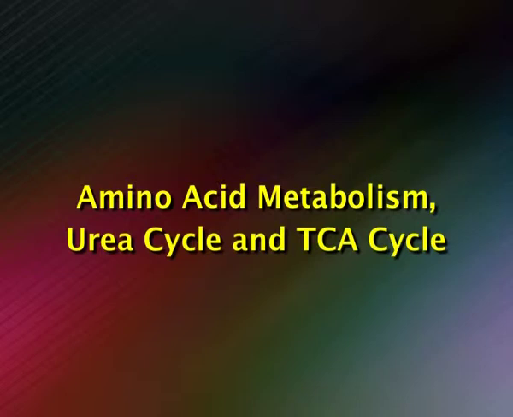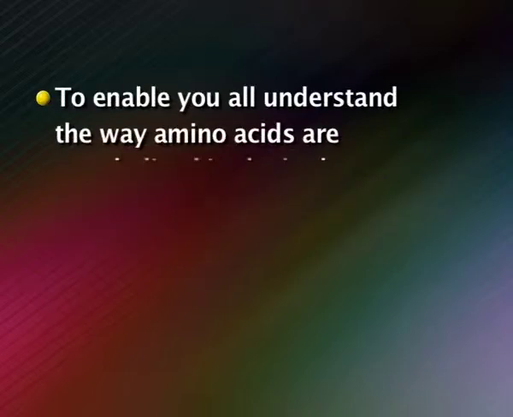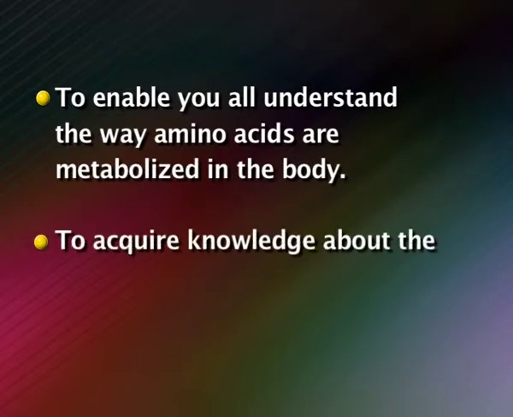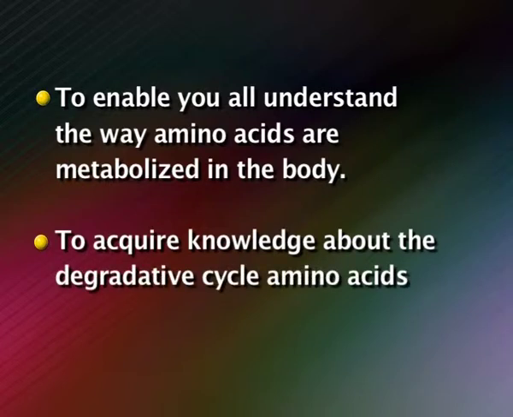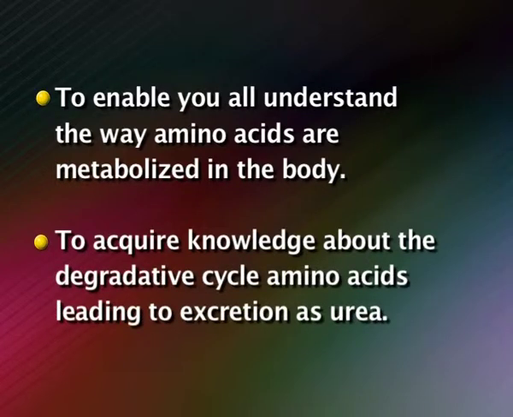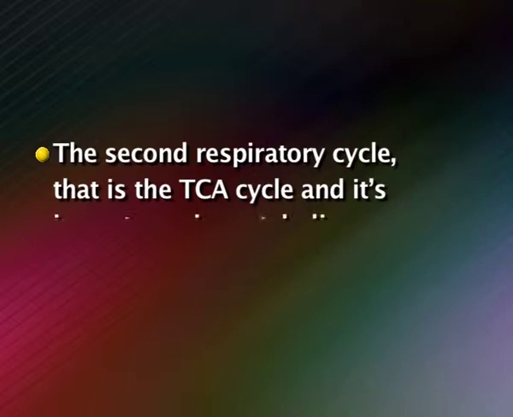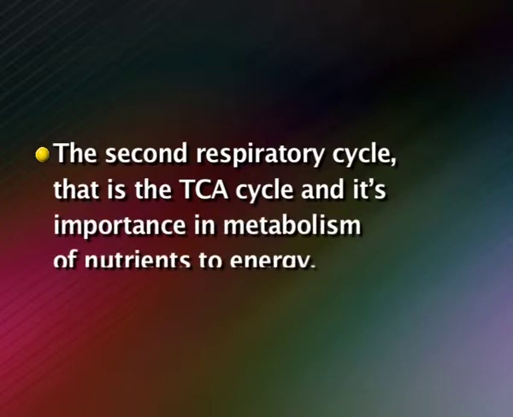In today's class, we will be studying amino acid metabolism, the urea cycle and the tricarboxylic acid cycle. The objectives are to enable you to understand the way amino acids are metabolized in the body, and to acquire knowledge about the degradative cycle of these amino acids leading to excretion as urea. And the third part will deal with the second respiratory cycle, that is the TCA cycle, and its importance in metabolism of nutrients to energy.